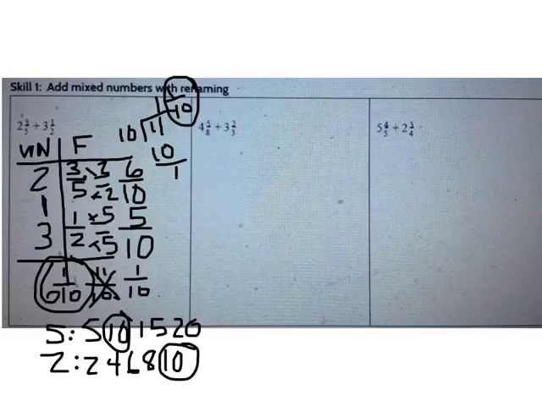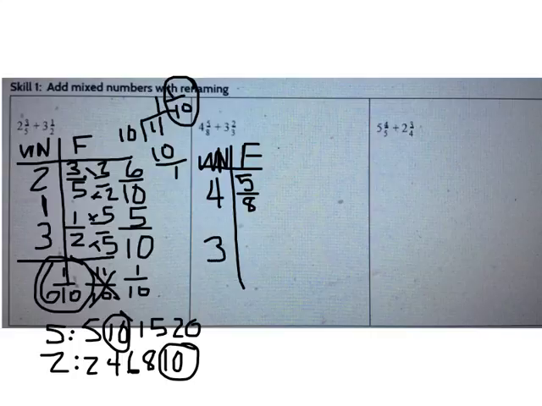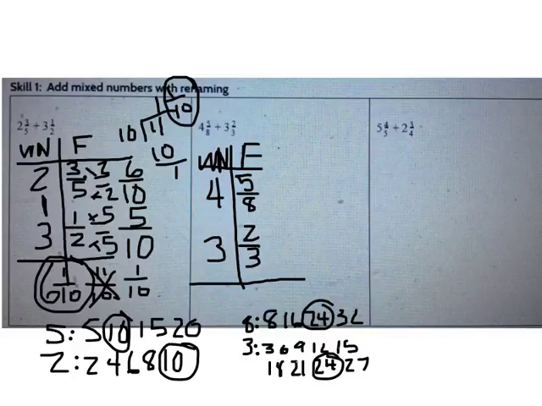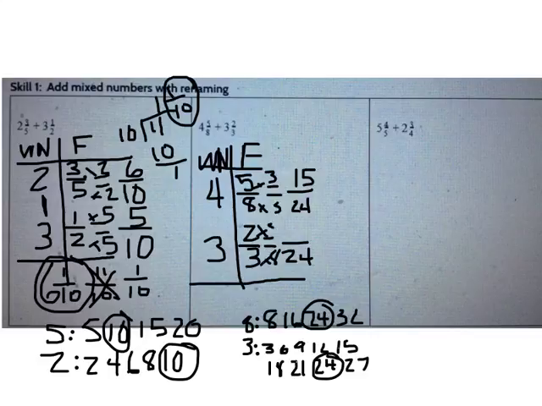Let's do another. 4 5/8 plus 3 2/3. First, I'm going to draw my t-chart, and put my numbers in. I know that I can't add these fractions like they are because they don't have the same denominator. Go ahead and find the least common denominator. It's 24. Now I need to convert both fractions so that they have a denominator of 24. When I convert 5/8 so that the denominator is 24, what's the new numerator? Well, 8 times 3 is 24, and 5 times 3 is 15. When I convert 2/3 so that the denominator is 24, what's the new numerator? Well, 3 times 8 is 24, and 2 times 8 is 16.